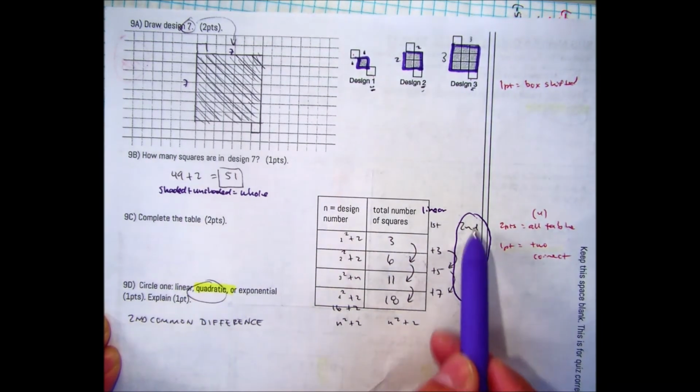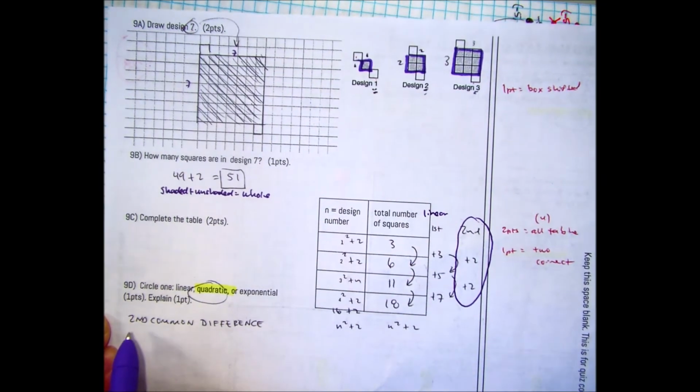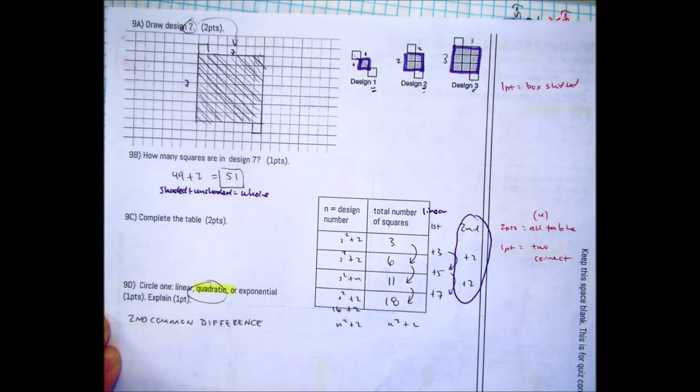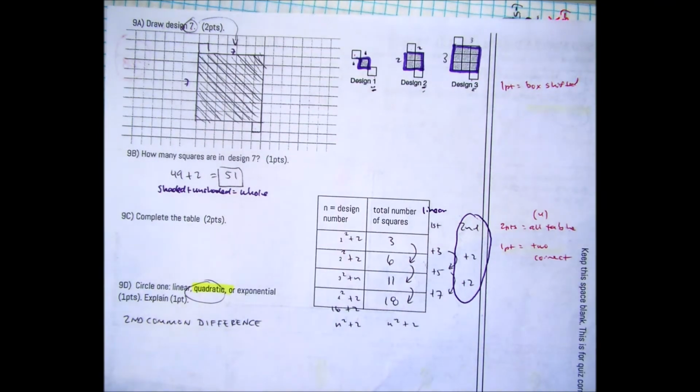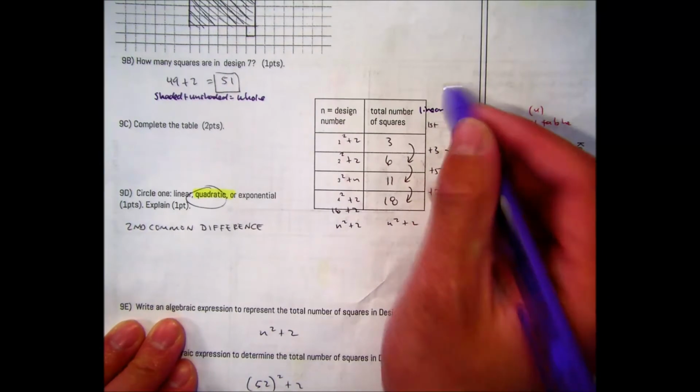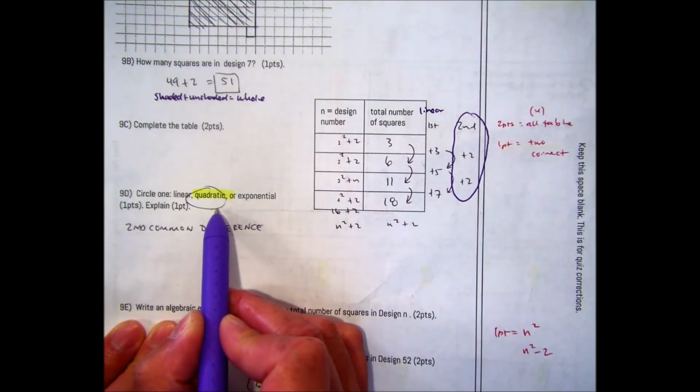9D, it is quadratic. It's quadratic because of a second common difference. Remember, you should be doing your corrections on the side. Question 9E. Write an algebraic expression to represent the total number of squares in design n. So the easy way to do this is looking at your table. You have a hint. It's quadratic.